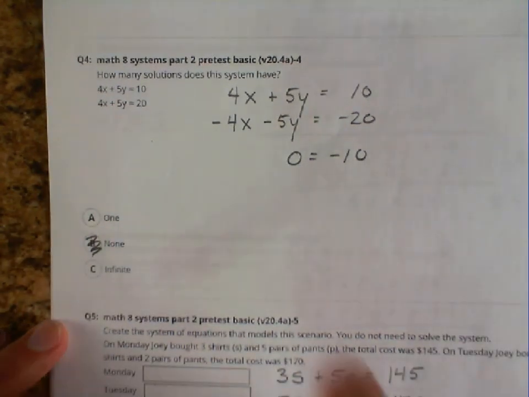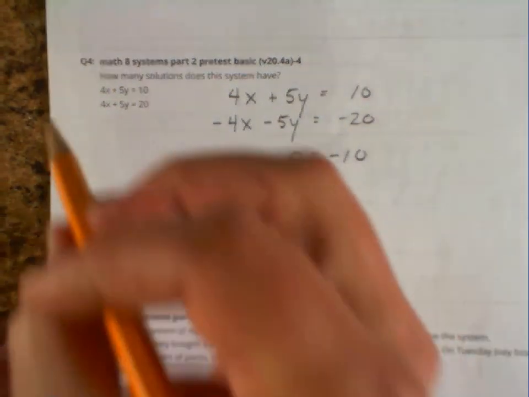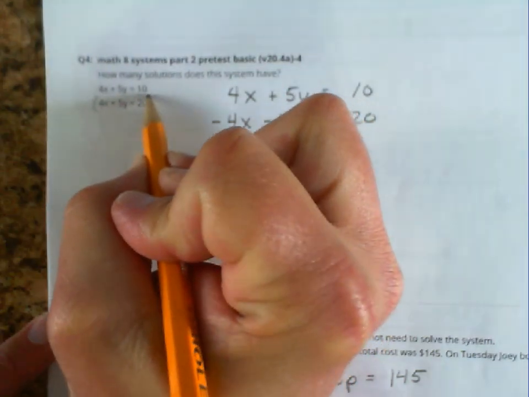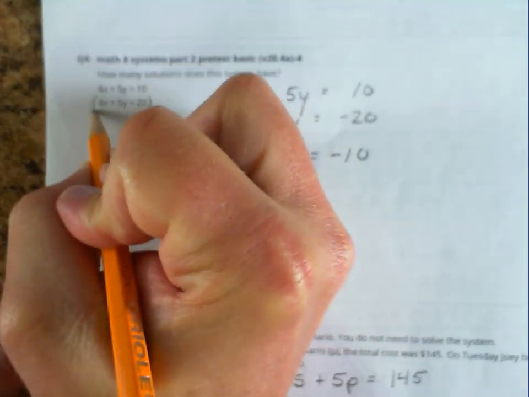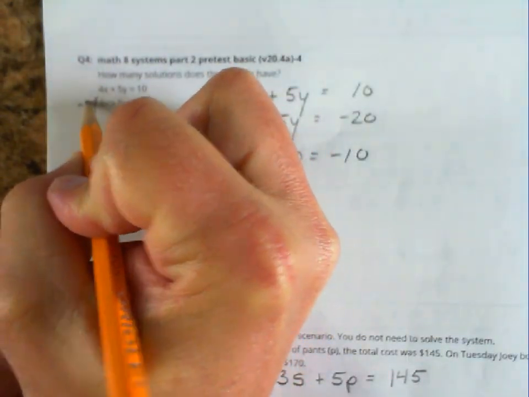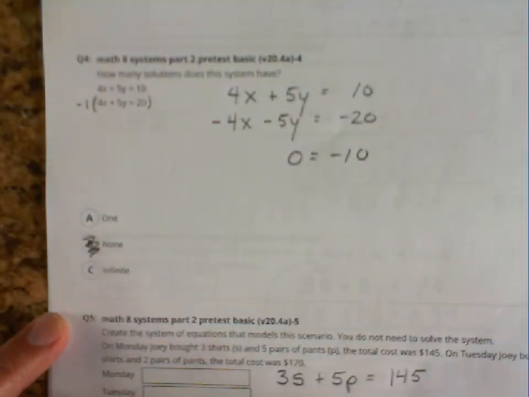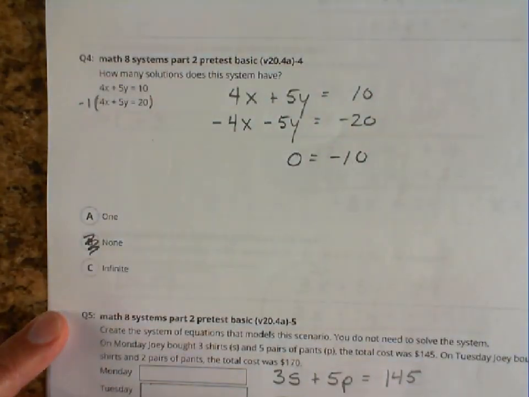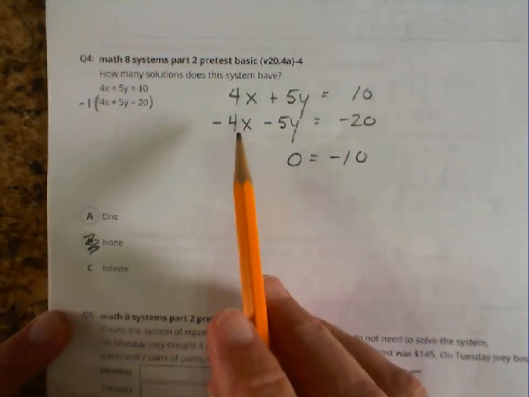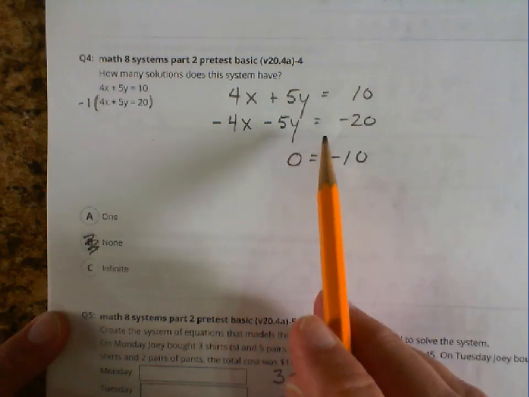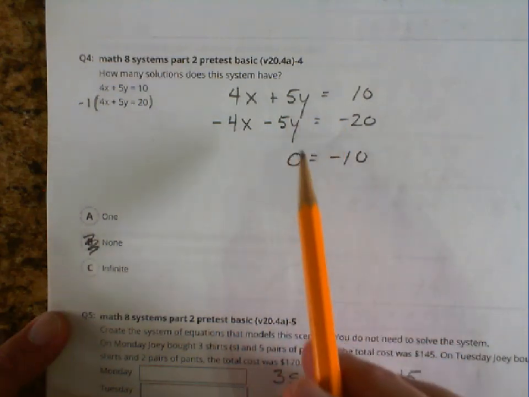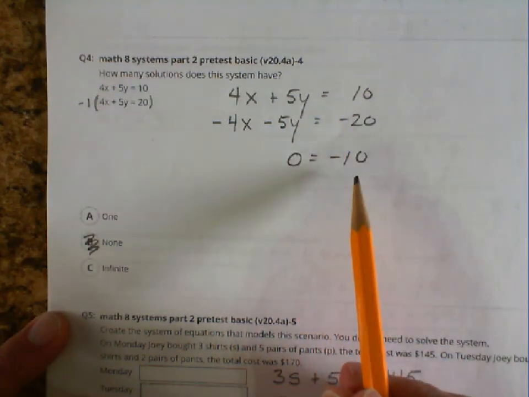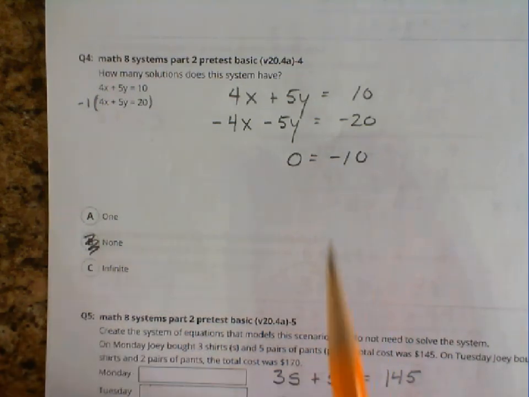How many solutions does this system have? Well, I started by multiplying the bottom equation by a negative 1. Focus. There it is. Let's see if I can get focus a little bit better. So that gave me negative 4x minus 5y equals negative 20. When I add these equations together, I get 0 equals negative 10. And that tells me that there's no solution.